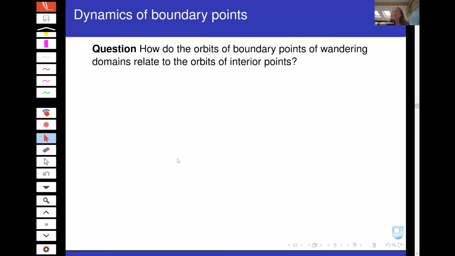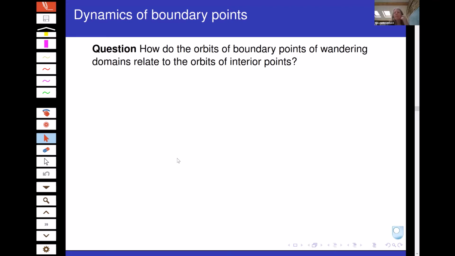So Anna was talking yesterday about a case of that for a Baker domain, and there's lots known about the relationship for periodic components between orbits of boundary points and inside, and there's ongoing work there. But for wandering domains, there's really very little known about this. So what can we say?